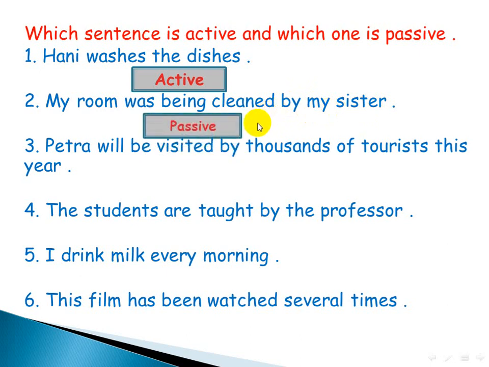That means it's passive. Bira will be visited by thousands of tourists this year. We have by, the agent, will, model plus be plus verb 3. So it's passive. The students are taught by the professor. We have by, the agent at the end of this sentence. That means it's not important.